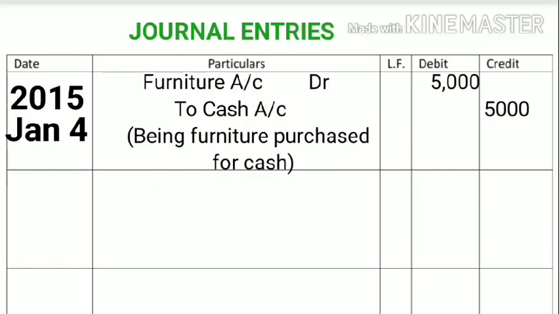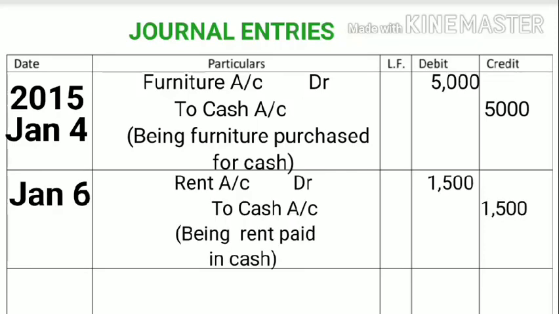On January 4th, purchased furniture for cash. Here, cash balance is reduced and another asset is created. So the entry is furniture account debit to cash account. And the narration will be being furniture purchased for cash.